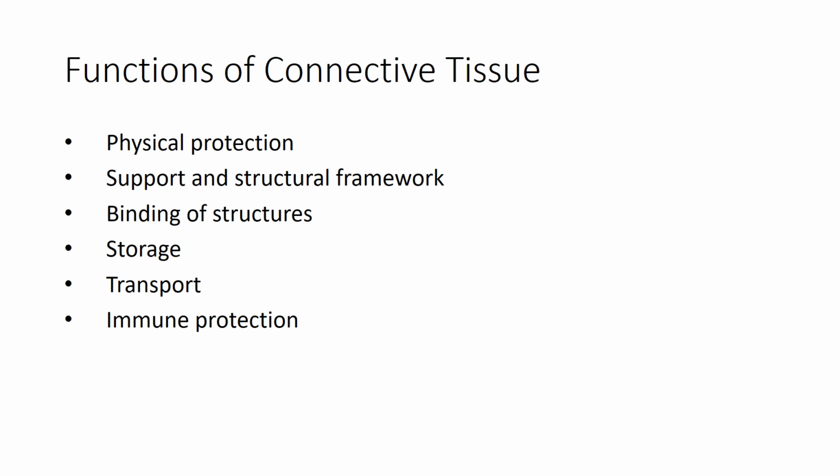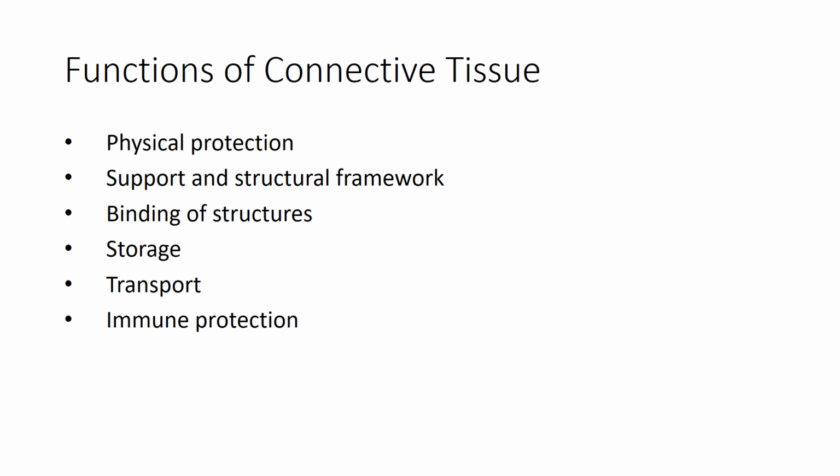All right, so the functions for connective tissue include physical protection, and again, this is going to help be that glue and that filler portion, and so bones and cartilage are going to add in for that protection. Also, we'll have support and structural framework, so this is where adipose tissue and reticular tissue come in, and this will help the body to hold its organs in place. Also, binding of structures together, so for example, ligaments are going to help bind bone to bone. Tendons are going to be muscle to bone.